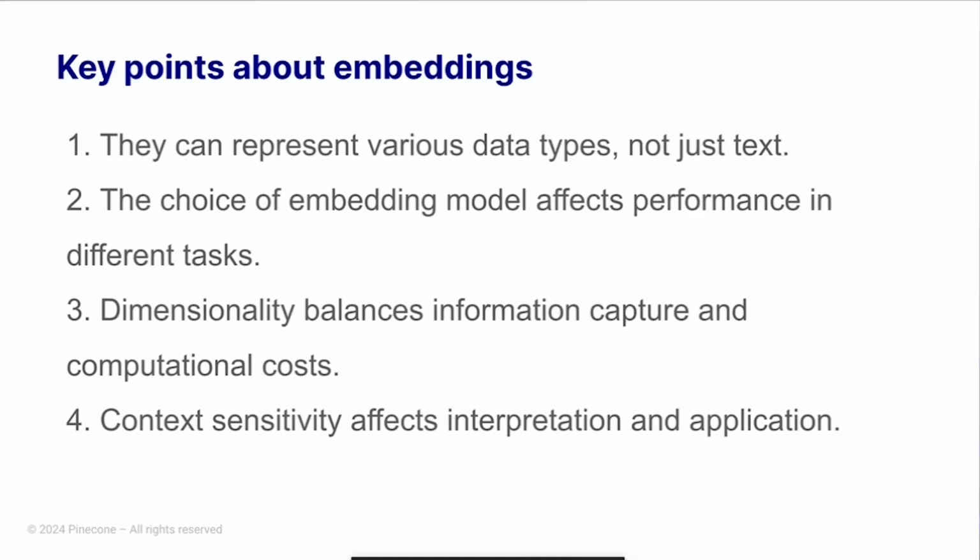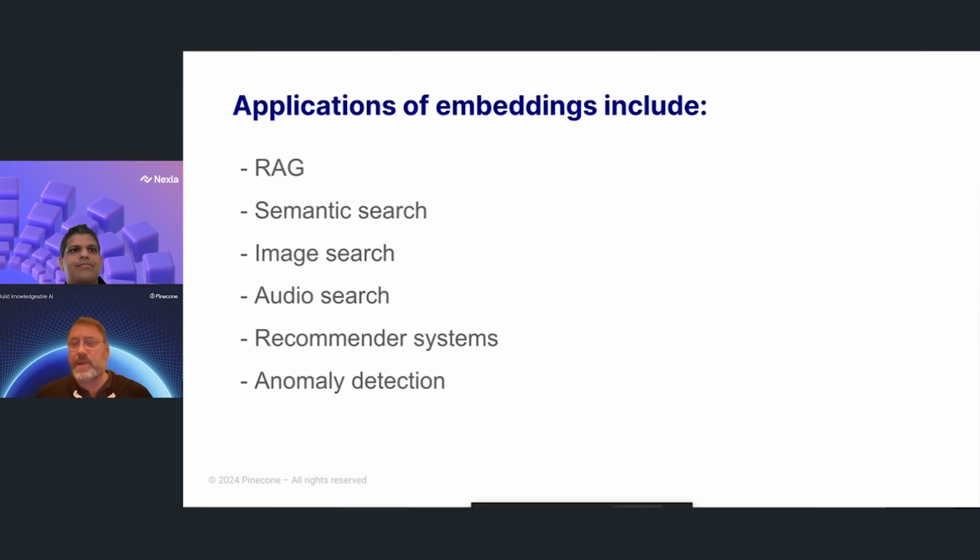So the key points to take away from this is that embeddings can represent various data types, not just text. The choice of embedding model will affect performance in different tasks. Dimensionality balances the information capture and computational costs. Context sensitivity affects interpretation and application. Embeddings have a number of applications for their use: RAG, semantic search, audio search, anomaly detection.